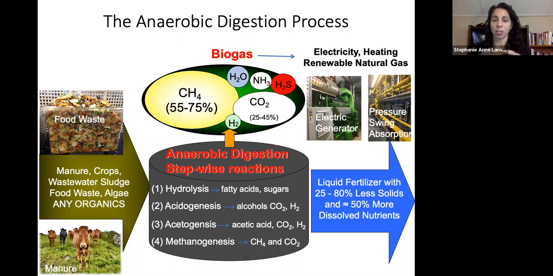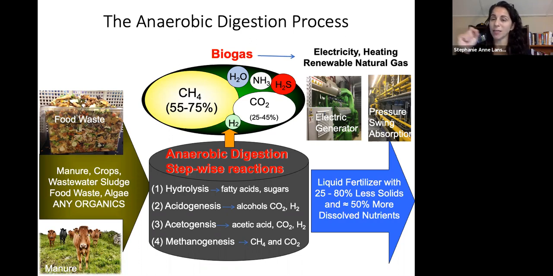So what we have is actually a consortium of biogas. From these reactions, gases are being produced and we capture that gas. And that gas mainly has methane in it. So that's 55 to 75% methane. It also has CO2. It also has some water vapor, some ammonia, some hydrogen sulfide, some hydrogen. And so all of that biogas can then be used as a renewable energy source.